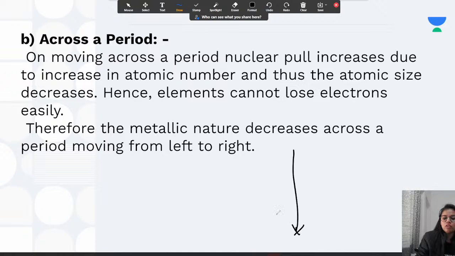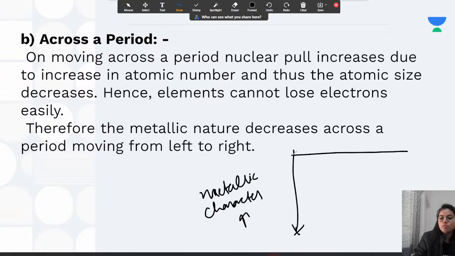So summarizing it, as we move down the group, the metallic character will increase. As we move from left to right, metallic nature decreases.